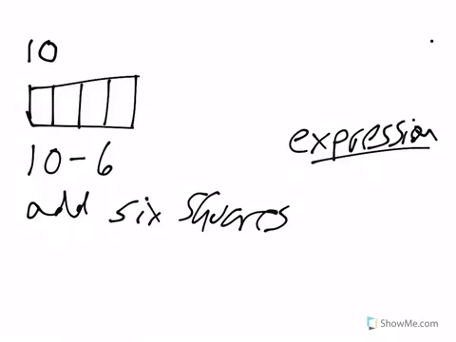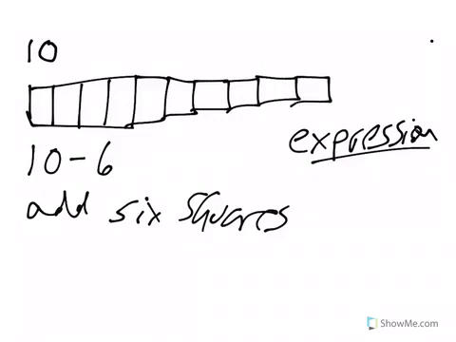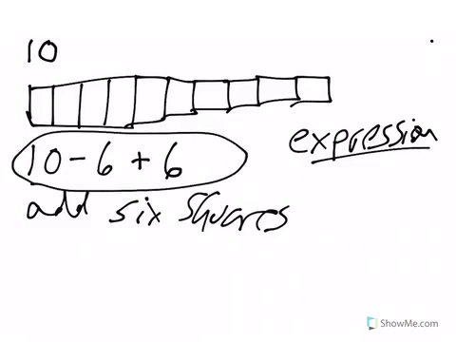Now, if we were going to add 6 squares back on, then visually it would look like this, right? 1, 2, 3, 4, 5, 6, something like that. And let's change the expression to represent the current tape diagram. So we did 10 minus 6, and then we added 6. 10 minus 6 plus 6. This is our expression. It's an expression because it doesn't have an equal sign. It's just the math without our final answer.